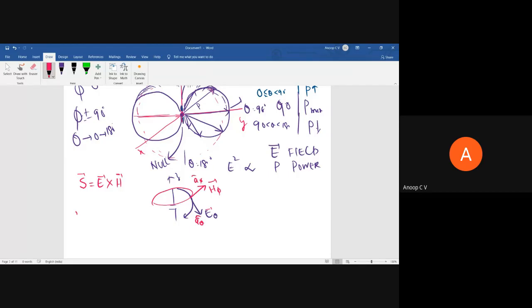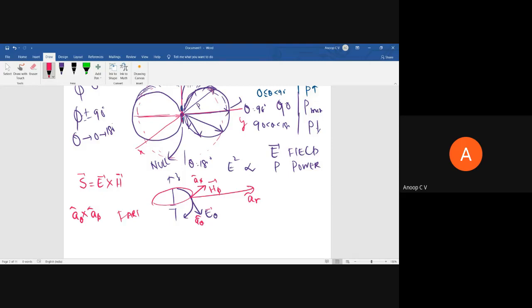So what is a theta cross a phi? It forms a right-handed system. If you use the right-hand thumb rule, if you curl your fingers from E theta to H phi, your thumb is directed towards r. So it is along a r cap. In this a r cap direction, power will radiate. This is in the case of the far field. Later on, we'll differentiate: there is far field and near field. I'm telling you about the far field.